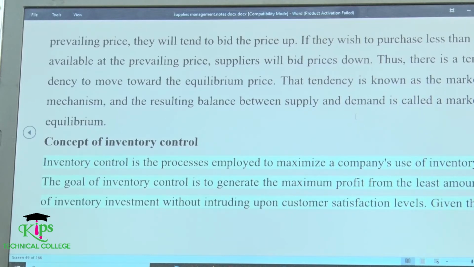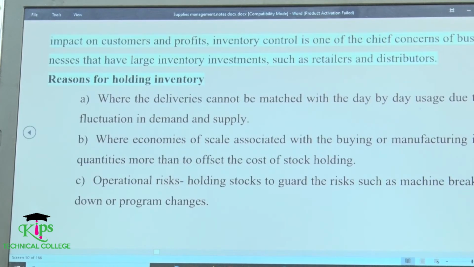So the concept of inventory control is a process that is employed to maximize a company's use of inventory. And one of the goals of inventory control is to generate profits, basically maximization of profits at the least cost possible, and to reduce the costs with an aim of ensuring that the customers get the satisfaction that they require in a particular product or service. So it is always important for the organization to consider inventory control.